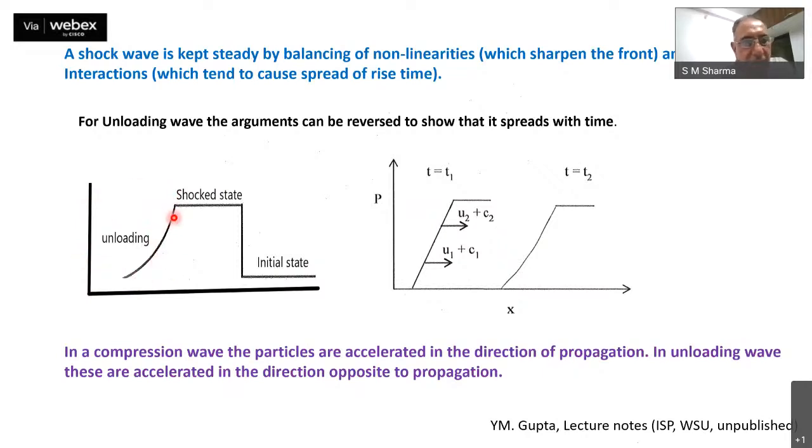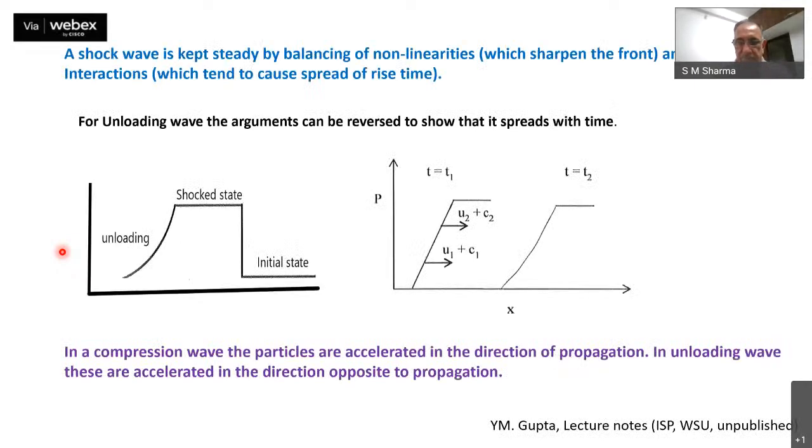Unloading has exactly the opposite set of situations. This is moving faster, this is moving slower because this is zero amplitude. So as it moves further, this is going to be spread out. Part is going to move faster, this is going to move less fast, and this is the slowest. So as we go along, this gets spread out. So in a compression wave, the particles are accelerated in the direction of propagation. In the unloading wave, they are accelerated in the direction opposite to the propagation. So the unloading wave becomes less and less steep as it progresses.